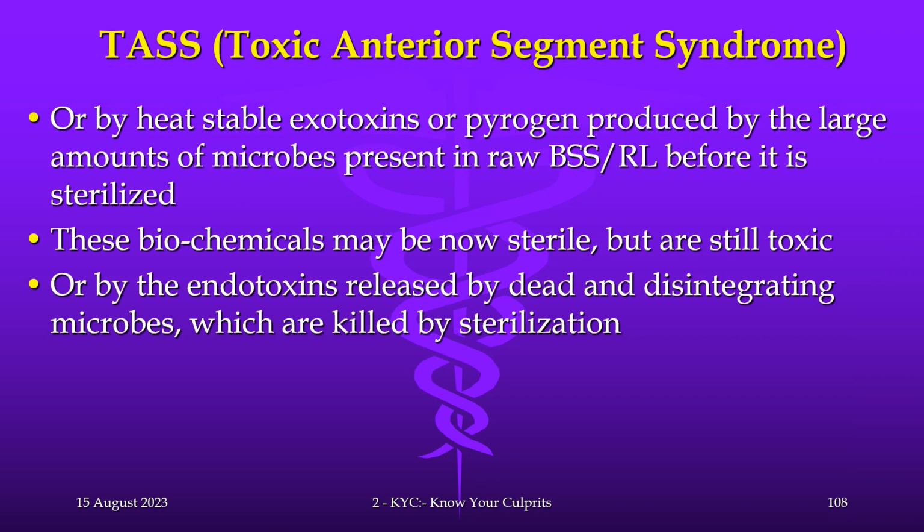TAS can also be caused by heat-stable exotoxins or pyrogens produced by the large amounts of microbes present in raw BSS or ring electrode before it is sterilized in the factory. These biochemicals may be now sterile but are still toxic, or by the endotoxins released by the dead and disintegrating microbes which are killed by the sterilization.